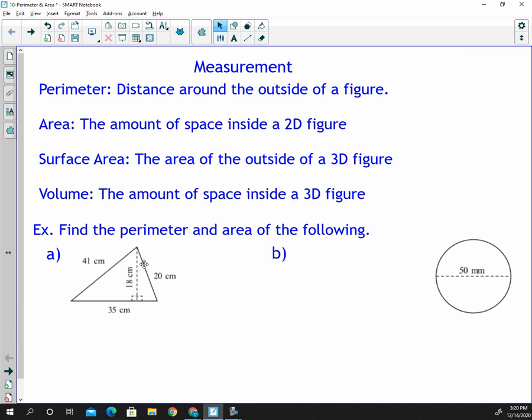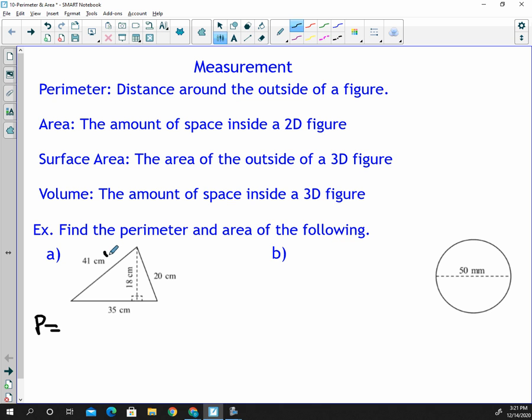So let's go back and we'll have a look at this example. Here we're asked to find the perimeter and area of the following figures. So let's start with the perimeter. And we'll find the perimeter of this triangle. So in order to find the perimeter of the triangle, we really just want to know what is the length around the outside of this triangle. So we're just going to add up all the sides.